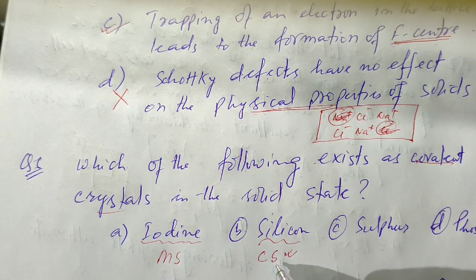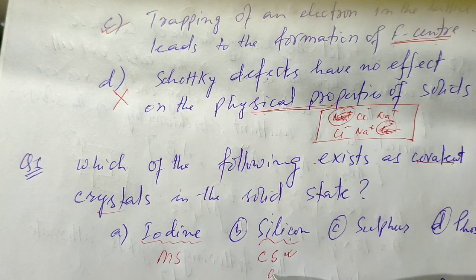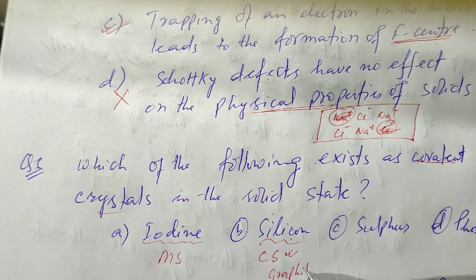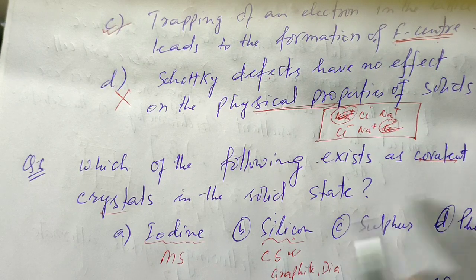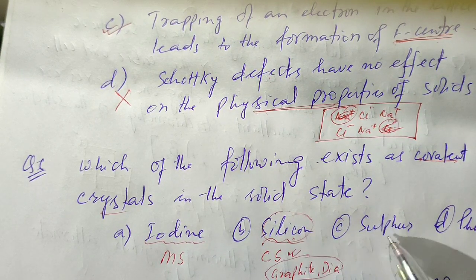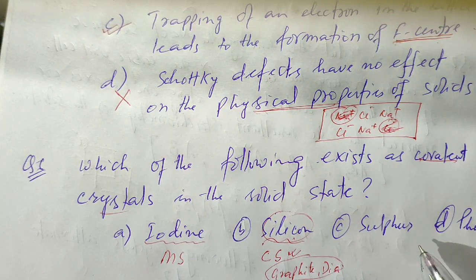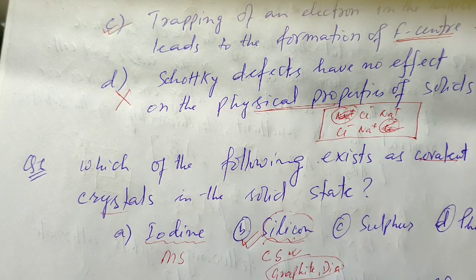We can give the example of covalent solid or network solid as silicon or graphite, or diamond. Okay, these are the examples of covalent or network solids. Sulfur and phosphorus are not covalent or network solids, so our answer is B, silicon.